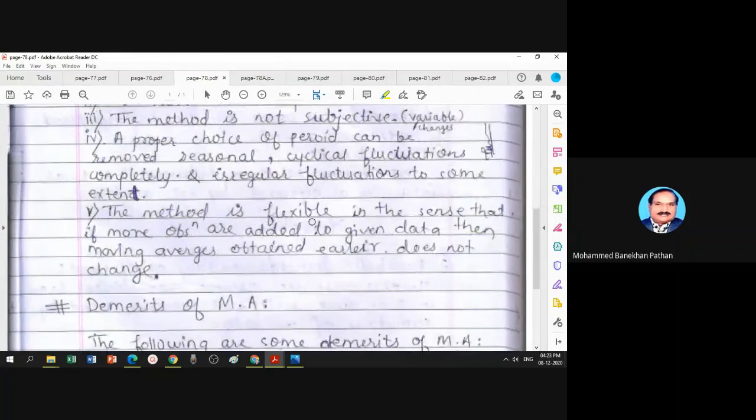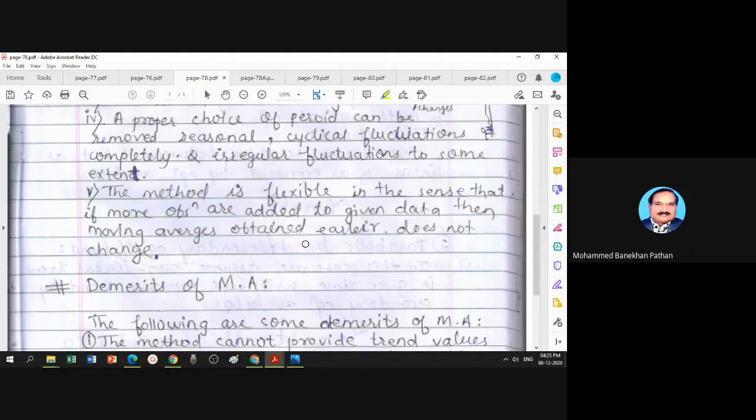The method is flexible in the sense that if more observations are added to the given data, then the moving averages obtained earlier do not change. That means, suppose you have a collection of time series up to 2015. The calculations will not change by adding the next 5-year data, that is 2016 till 2020. So the method will not be affected, it is flexible.